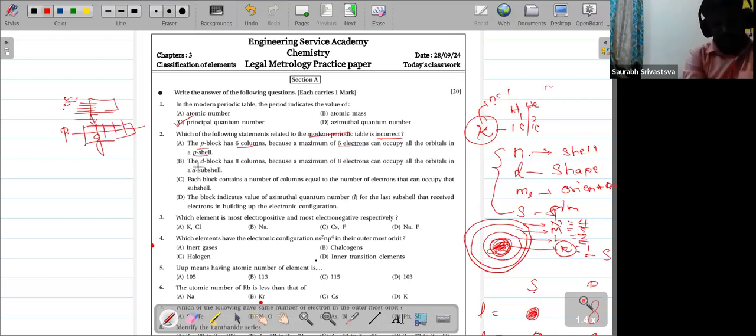Next option they give: the D block has 8 columns, because the maximum number of electrons it can hold is 8, and electrons will occupy all the orbitals in each D subshell, they said. Next, each block contains a number of columns equal to the number of electrons that occupy the subshell. Next one they are asking: the P block indicates the value of the azimuthal quantum number, and the last subshell has received electrons in the building of the electronic configuration.